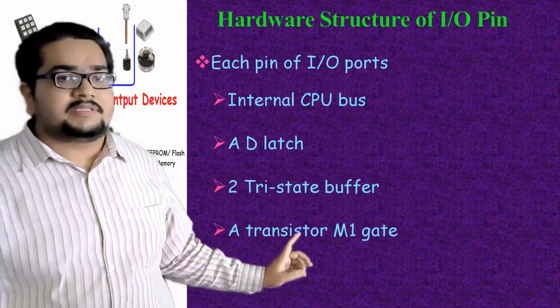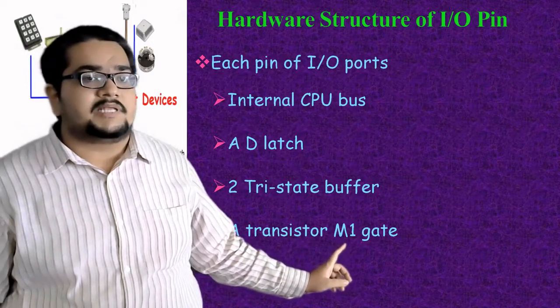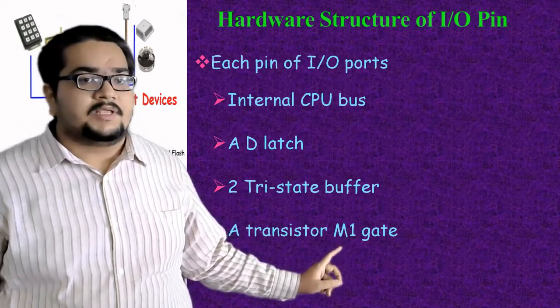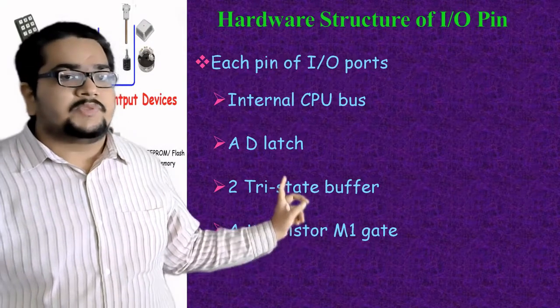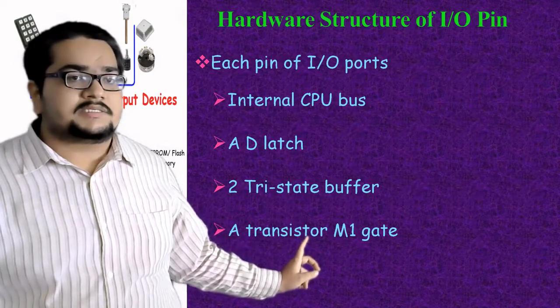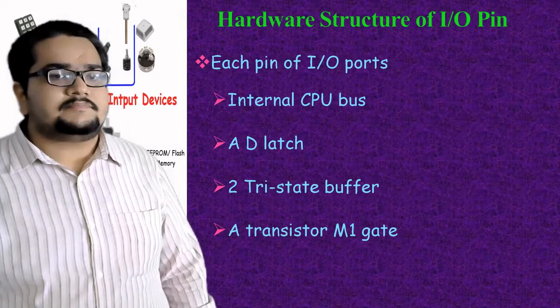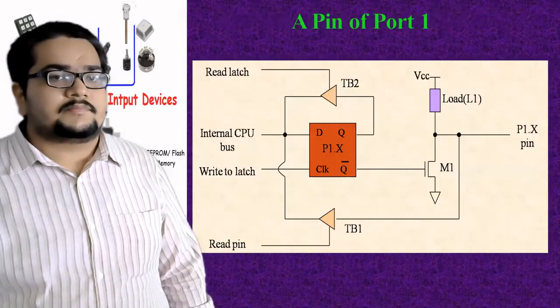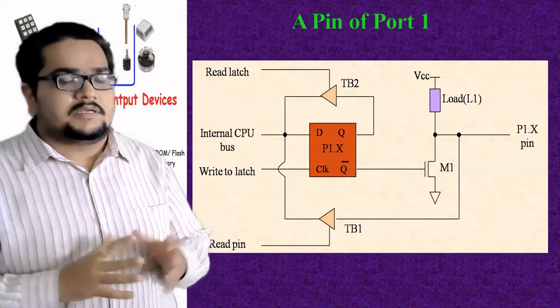One more thing we'll have in the hardware structure of the IO port is a transistor called the gating transistor M1. TB1 and TB2 will be the tri-state buffers 1 and 2. There will be a D latch, there will be an internal bus, and this transistor named M1 will be there for every pin. So this is the configuration of the internal hardware regarding each pin.